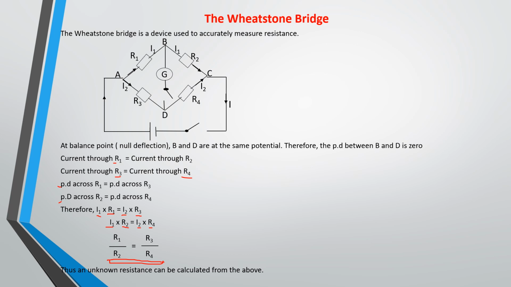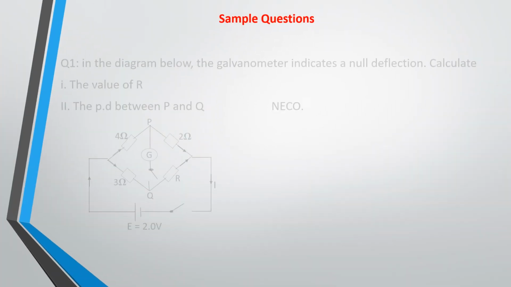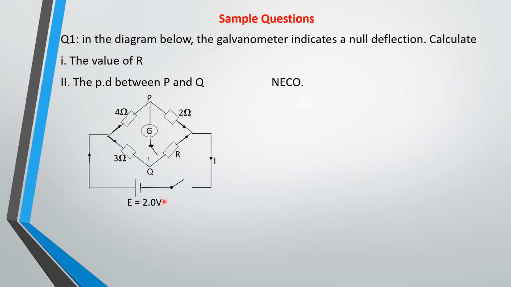Okay, so let us just solve a problem so that we'll see how we can apply this equation. All right, so this is a sample question and it's a NECO question. It says that in the diagram below, the galvanometer indicates a null deflection. Calculate the value of R, which is unknown, and then the PD between P and Q.